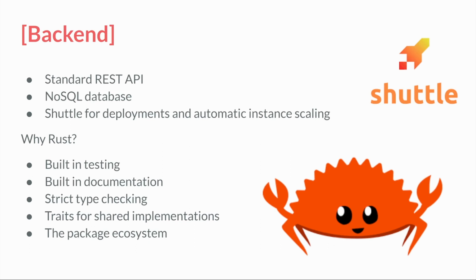Next, we have traits for shared implementations. The way we implemented our backend, we have one trait or interface that has all of the interaction with the database, which allows us to mock it really easily for verifying these things through tests. Last but not least, you have the package ecosystem. Rust has a lot of packages that makes a lot of things really nice.